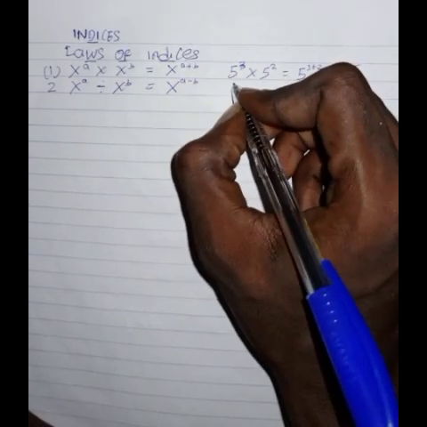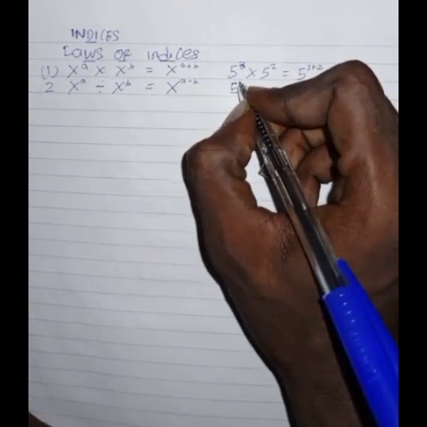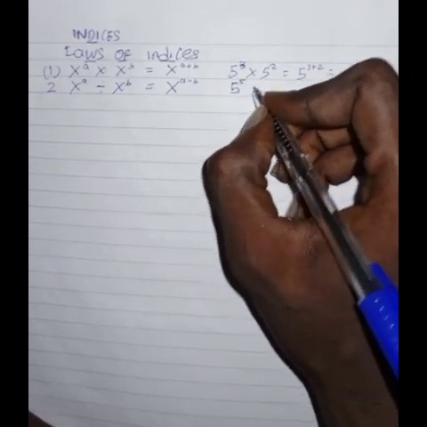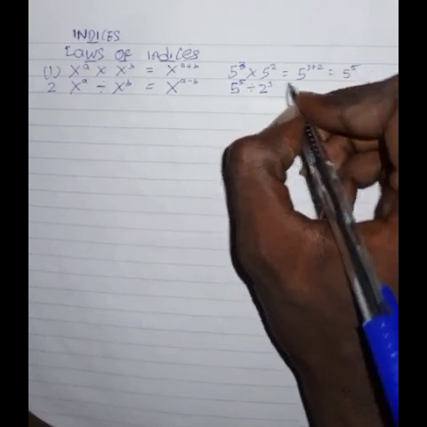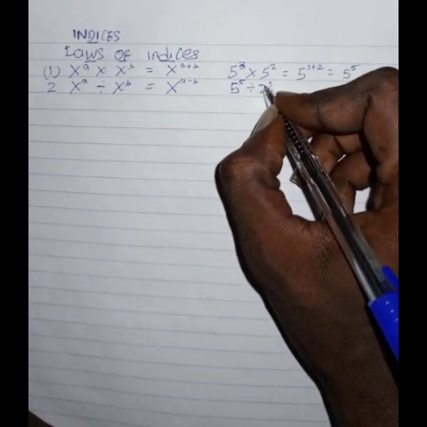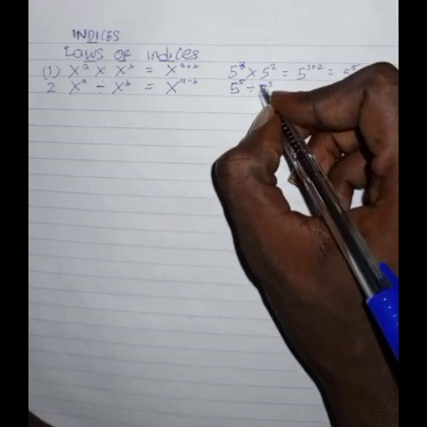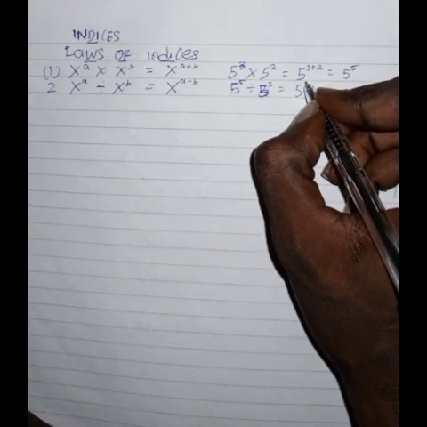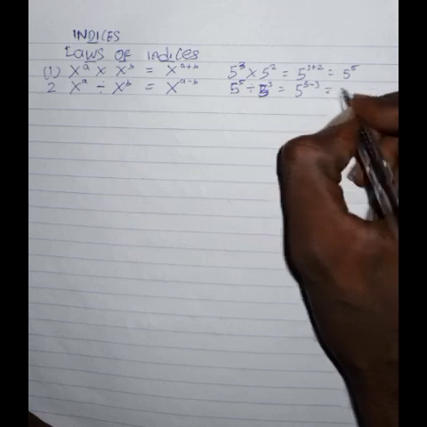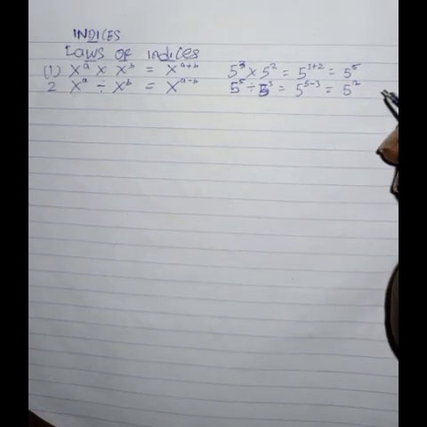So for example, we have 5 raised to the power of 5 divided by 5 raised to the power of 3, because the base must be the same. We pick one of the base, 5, and then we subtract the powers, 5 minus 3, which gives us 5 raised to the power of 2. So that's as simple as that.